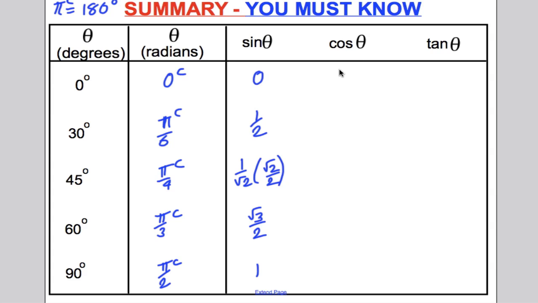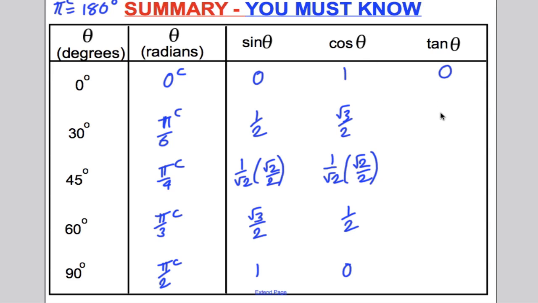Cos of 0 is equal to 1. Cos of 30 is equal to root 3 over 2. Cos of 45 is 1 over root 2, or if you rationalise it, root 2 over 2. Cos of 60 or pi by 3 radians is equal to a half, and cos of 90 is equal to 0. And tan, lastly, tan of 0 is equal to 0.